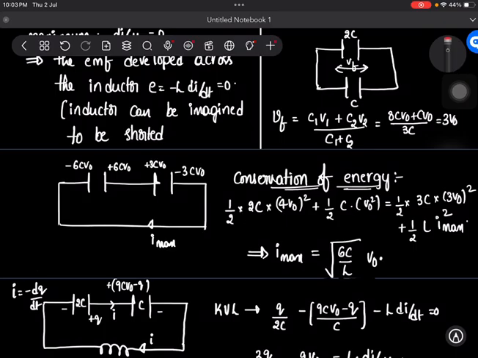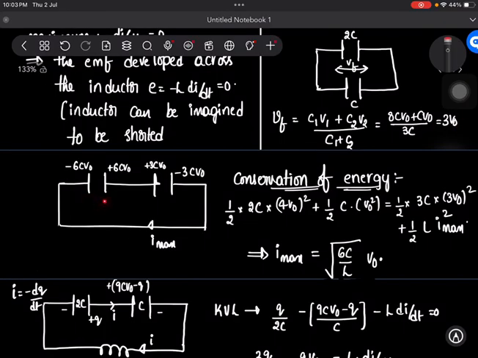So if the common potential difference is 3V0, this is having a capacitance of 2C. So here the charge will become 2C into 3V0. Here the capacitance is C. So here the charge will become C into 3V0. So the charges are as shown in the figure.